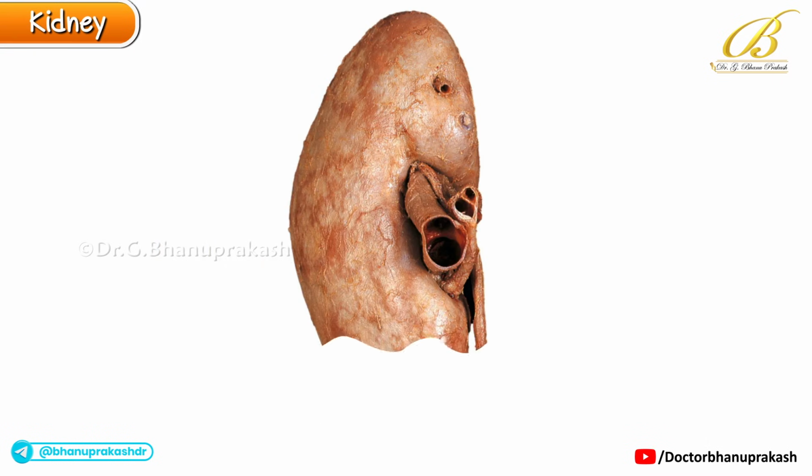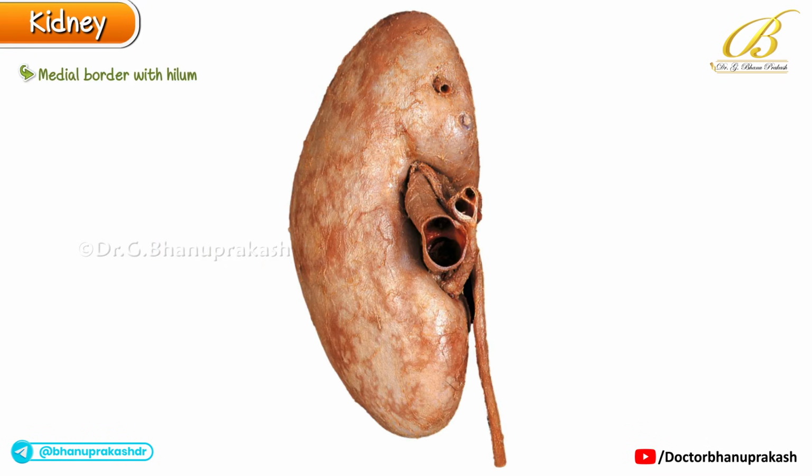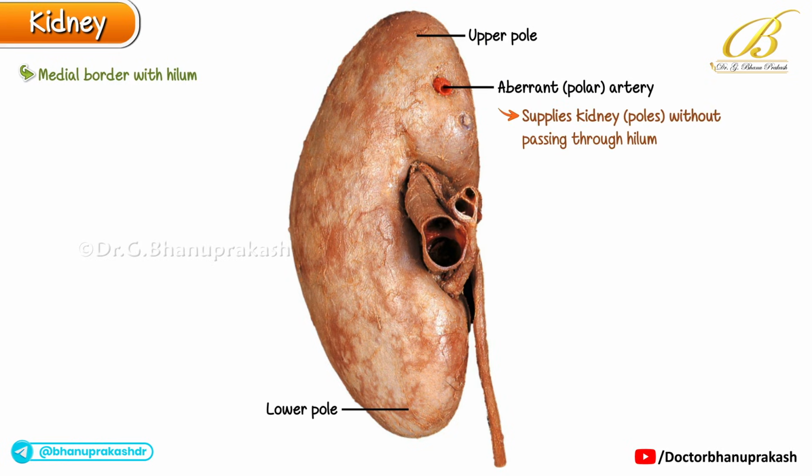This illustration shows the medial border of the kidney with its hilum. The kidney has a distinct upper pole and lower pole. Near the upper pole, we can see the cut end of an aberrant or polar artery. This vessel supplies the poles of the kidney without passing through the hilum.